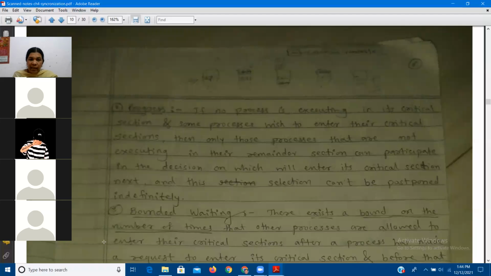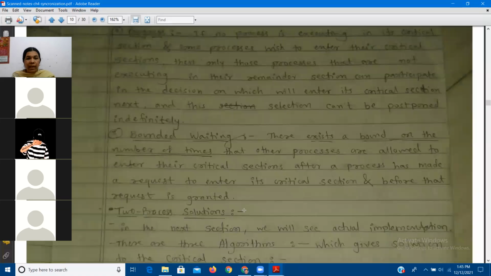Okay. So this is the second condition, progress, which should be satisfied by the critical section solution, that is, whatever solution we are providing to the critical section problem. We are discussing the conditions that should be satisfied by the critical section problem solution. So this is the second condition, and the third condition is bounded waiting. The word itself explains what bounded waiting is: the waiting time should be bounded.